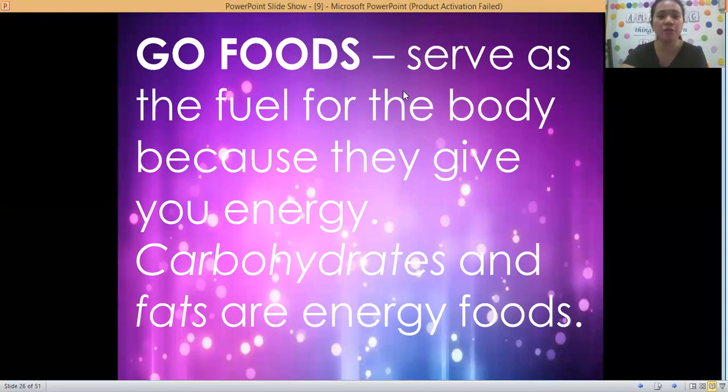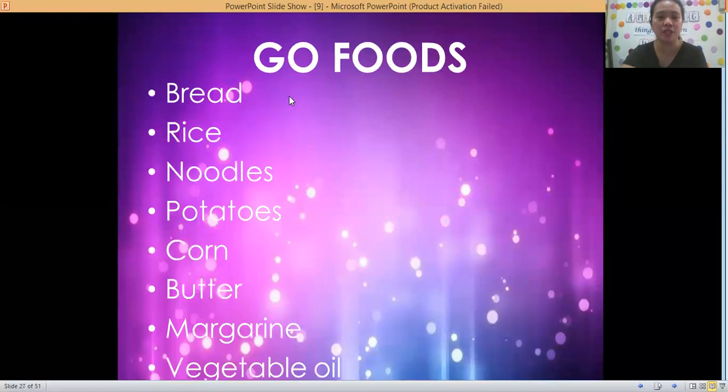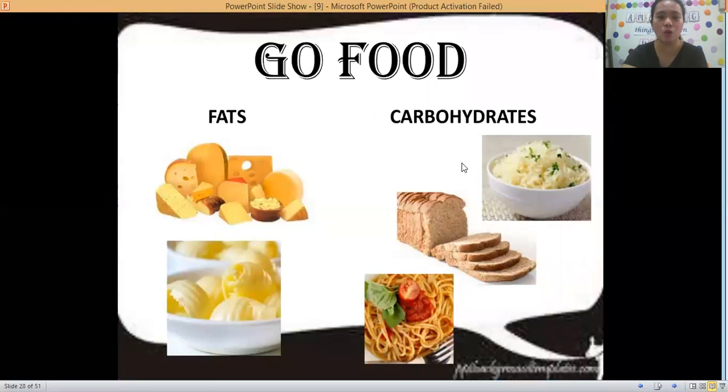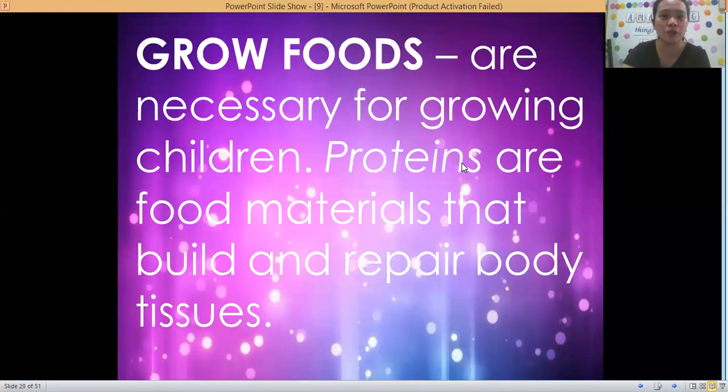The Go Foods serve as the fuel for the body because they give you energy. Carbohydrates and fats are the energy foods. These are examples of Go Foods: bread, rice, noodles, potatoes, corn, butter, margarine, and vegetables. Okay, Go Foods.